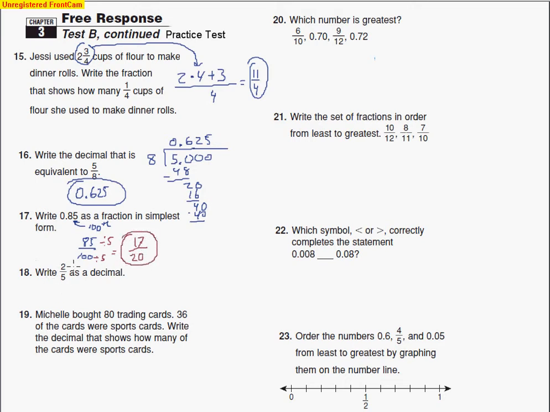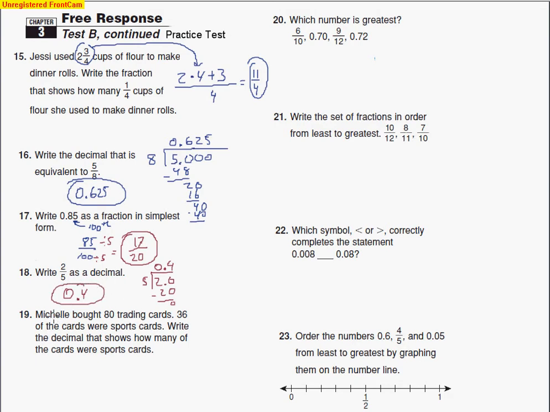Now we have to write 2/5 as a decimal, the same sort of thing as number 16. Remember the top dog goes in the doghouse, and we have 5 into 2. 5 doesn't go into 2, so we add a 0, add that decimal point, bring it straight up, and 5 into 20 goes in there 4 times evenly. That makes 20, so we have a remainder of 0. That means we've terminated that decimal. It's done. 4/10 is the answer there.